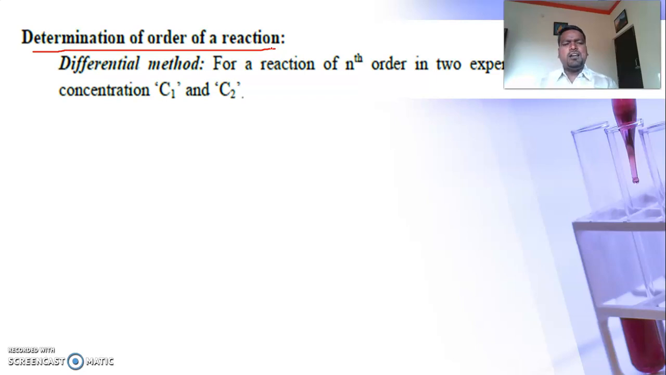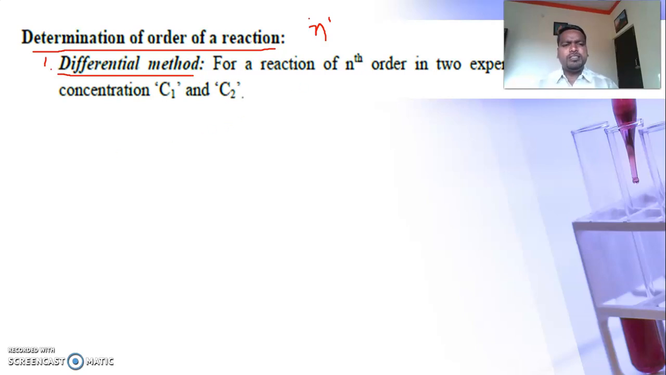So today I am going to discuss determination of order of a reaction. Small n is used to indicate order of a reaction. Now we can determine the order of a reaction by using two methods. The first method is the differential method, the differential equation method. The second one is the half-life period method. So now let us see the first method, the differential method.